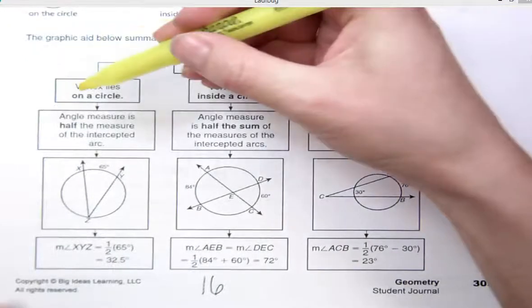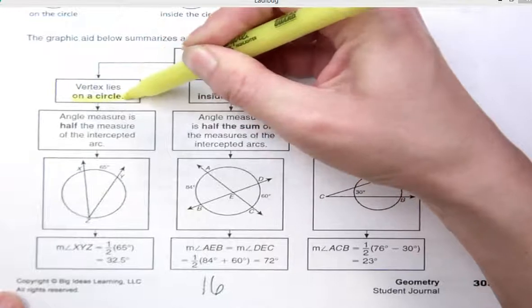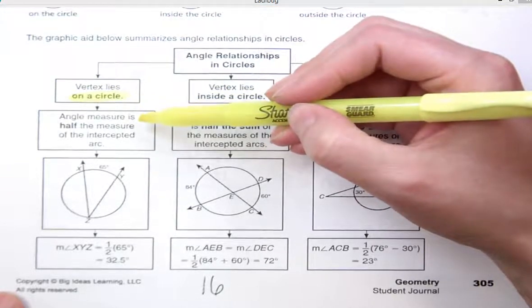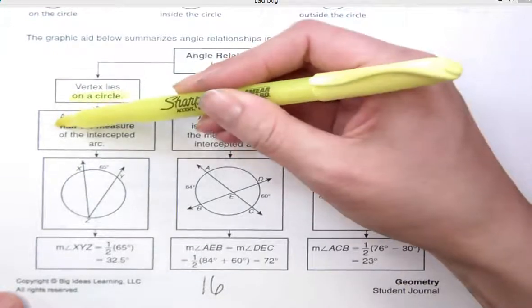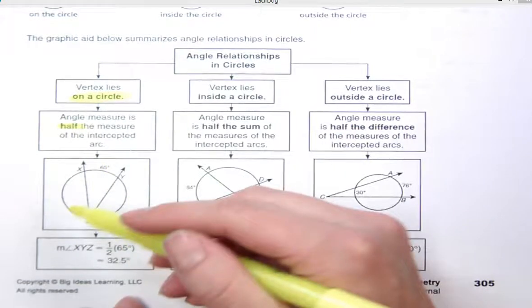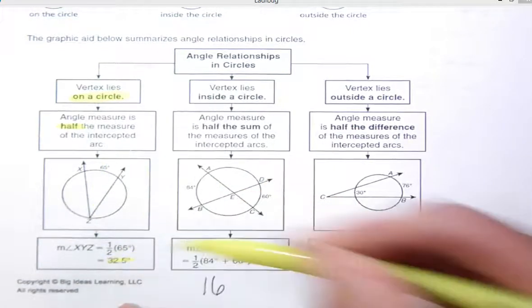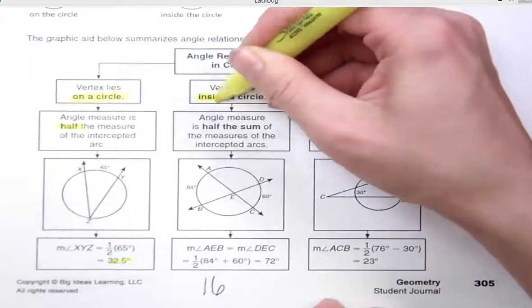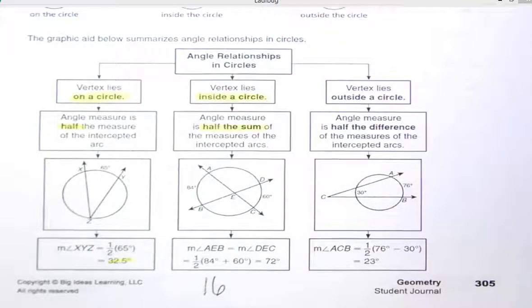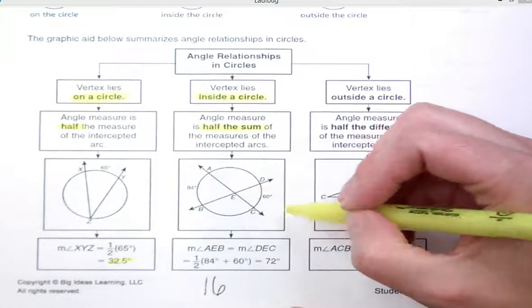So the first one we've done a whole lot: if the vertex lies on the circle, what's our rule? Yeah, angle is 1/2 of the arc. So if this is there, this is our 32.5. If the vertex lies inside the circle, this is new, I think we've maybe mentioned it last class, I haven't done notes, then the angle measure is 1/2 the sum. So if the vertex is inside the circle, the angle measure is 1/2 the sum.